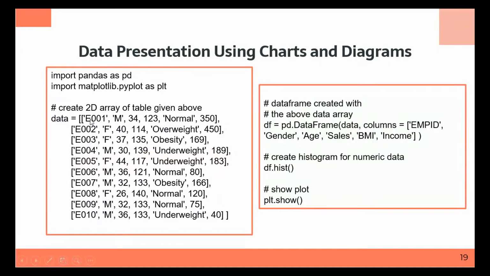All right. So we have these names here: employee ID E001, gender, we have age, we have 1, 2, 3 as the sales, then we have BMI. I hope you understand BMI. Body mass index. Understand? Okay.